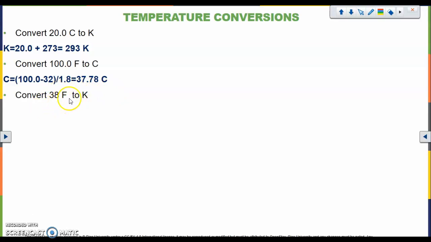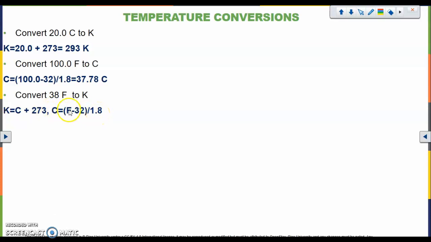Okay. 38 Fahrenheit. There's a little bit more of a wrinkle to this one. We need to convert 38 degrees Fahrenheit to Kelvin. Now, you can do this 2 different ways. You can convert Fahrenheit first into Celsius, and then at the end convert that Celsius into Kelvin, which is a 2-step process. Or you can relate these relationships. First of all, we know that Kelvin is the temperature in Celsius plus 273. And we also know that Celsius is Fahrenheit minus 32 divided by 1.8.